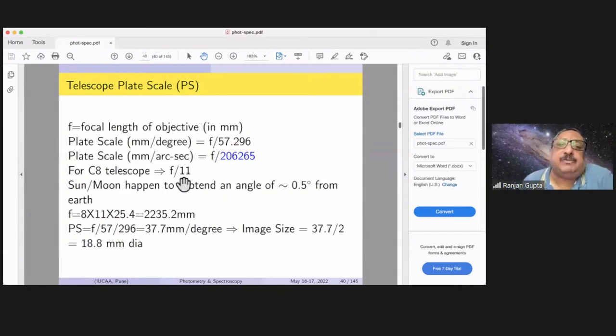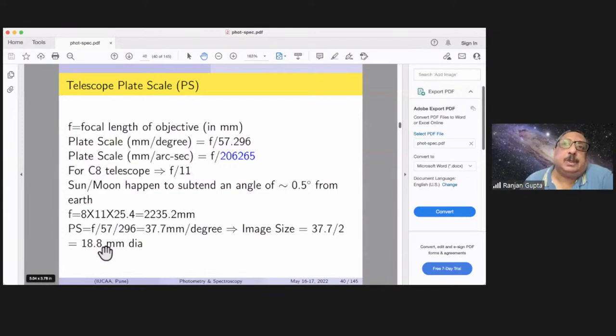That is essentially the focal length to the diameter of the lens. This is that number. In this case, it is F11, which means the focal length is 88 inches. Convert that to millimeters, it is about 2000 millimeter focal length. And if you put all these numbers correctly, the image size of the sun or moon will be about 18 millimeter.